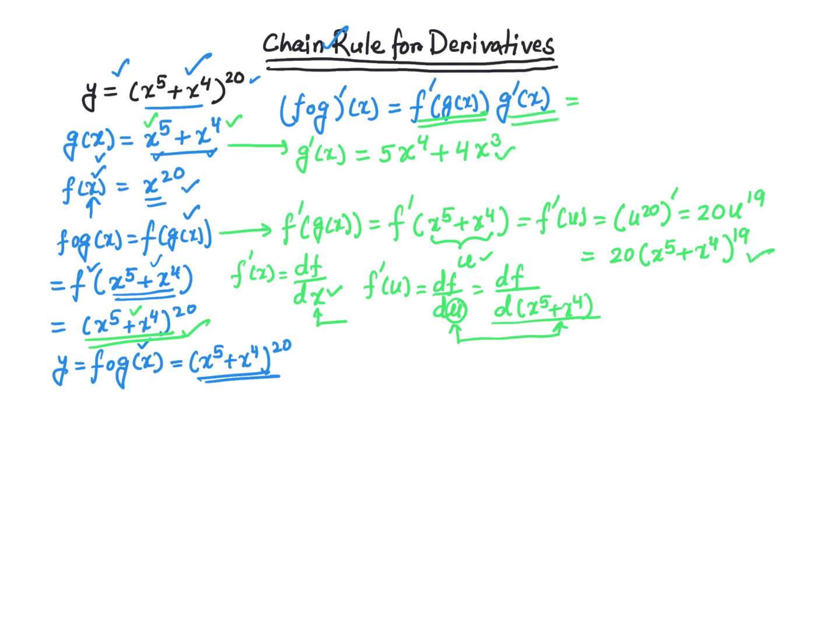You just need to multiply them. If you multiply them, you're going to get 20 times x to the power 5 plus x to the power 4, raised to the power 19, times 5x to the power 4 plus 4x cubed. And this is how, by the way, folks, you are going to get the derivative of this function with respect to x. I hope that this discussion was helpful. Thank you very much.